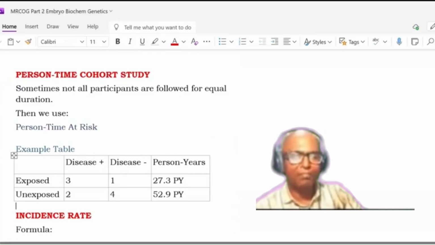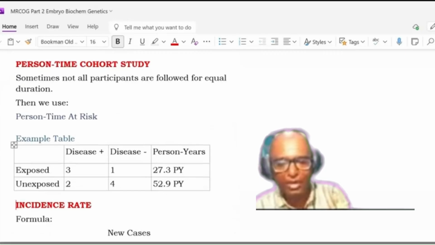Okay, so for example, you have the exposed group here, 3 have developed the disease and 1 is healthy. Okay, in the exposed group, and all these 4 are followed over a period of certain time. So one participant for 9 years, another participant for 8 years, maybe another participant for 6.2 years, whatever, and this participant also for 5 years. So total you will calculate for 4, that has come to 27.3 person-years. Same here, these 6 participants are followed over a period of 15.9 person-years. Okay, because then we sum up the duration of every participant and get the person-year.